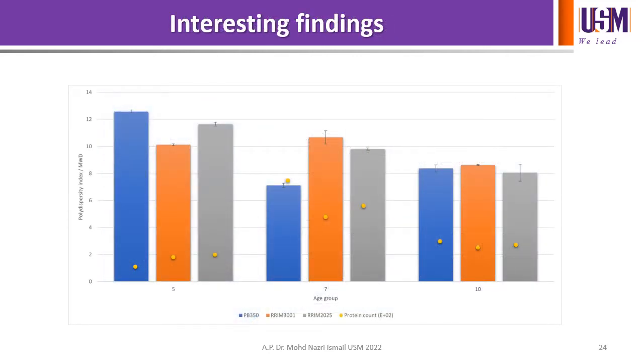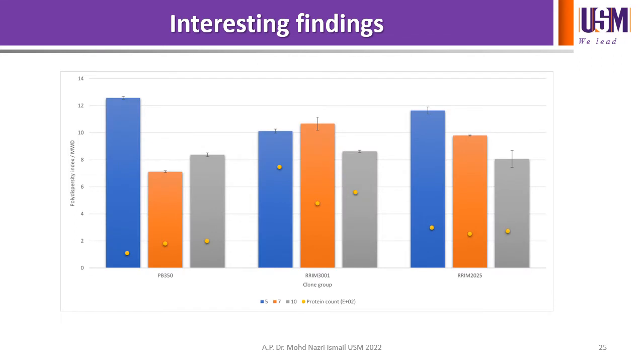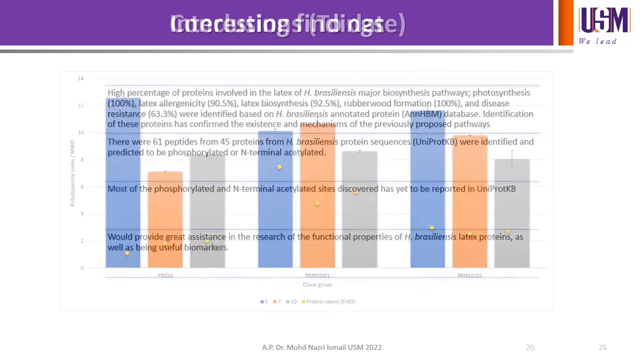This graph summarizes the molecular weight distribution data according to different tree age groups: 5, 7, and 10. You can see that generally the younger trees have the highest molecular weight distribution index compared to the older trees. This is still the same data, but this time we plotted it according to the different clones, and you can see that each clone has a different pattern in terms of the molecular weight distribution as the tree grows older.